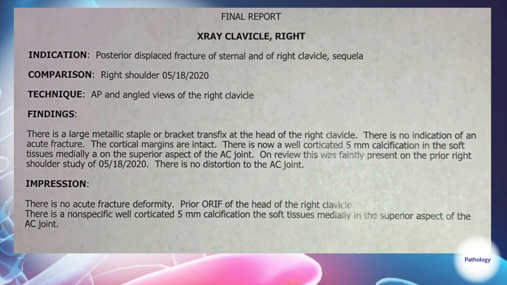There is now a well corticated 5 mm calcification in the soft tissues medially on the superior aspect of the AC joint. On review, this was faintly present on the prior right shoulder study of 5/18/2020. There is no distortion to the AC joint. For the impression, there is no acute fracture deformity. Prior ORIF, open reduction and internal fixation of the head of the right clavicle. There is a non-specific well corticated 5 mm calcification in the soft tissues medially in the superior aspect of the AC joints.